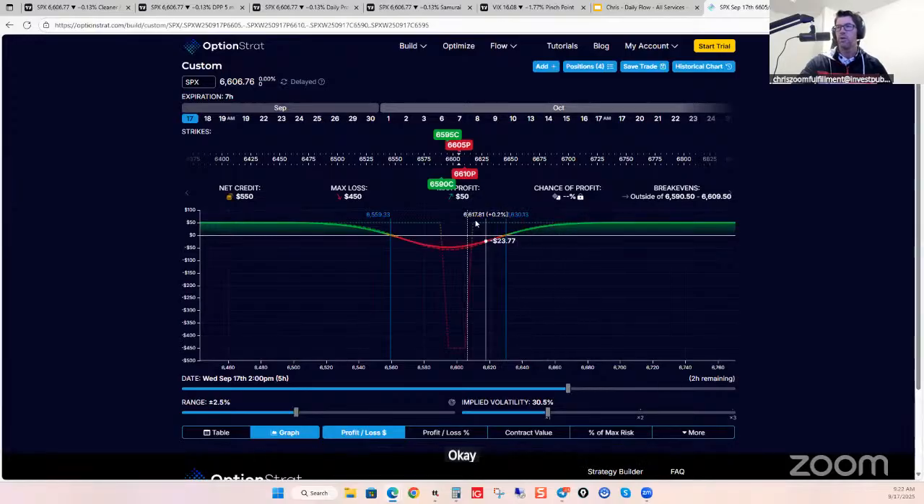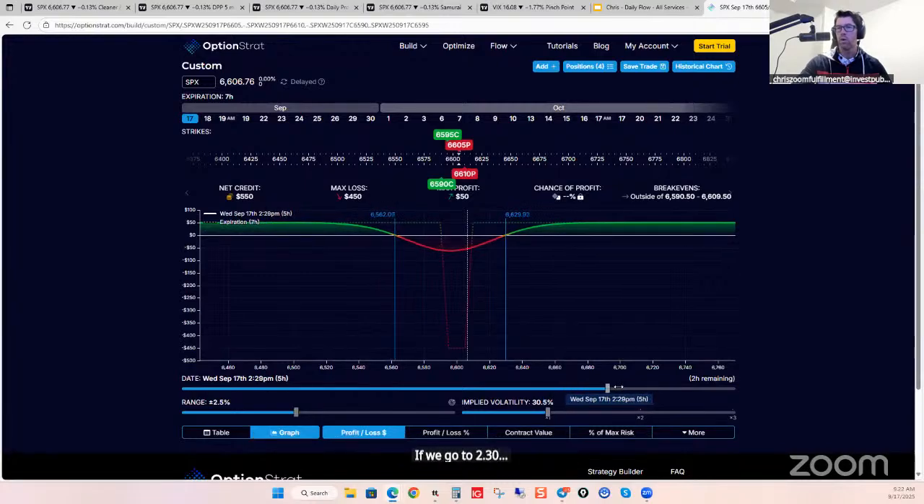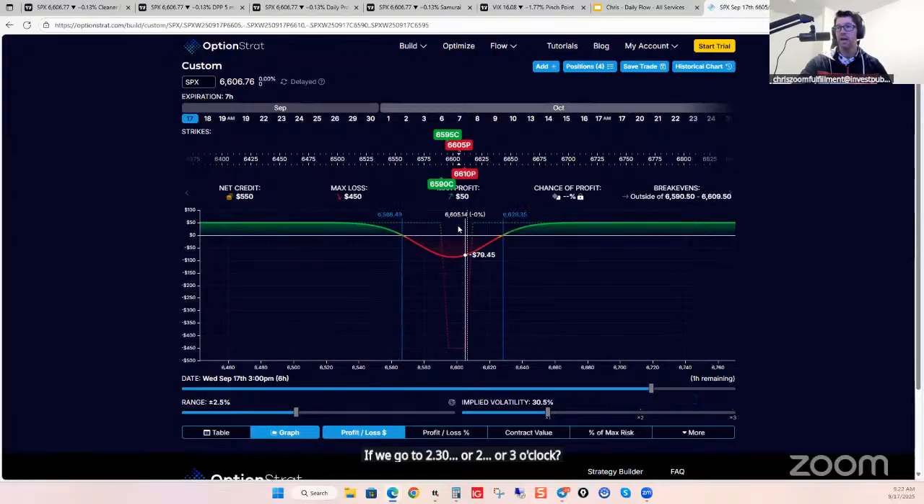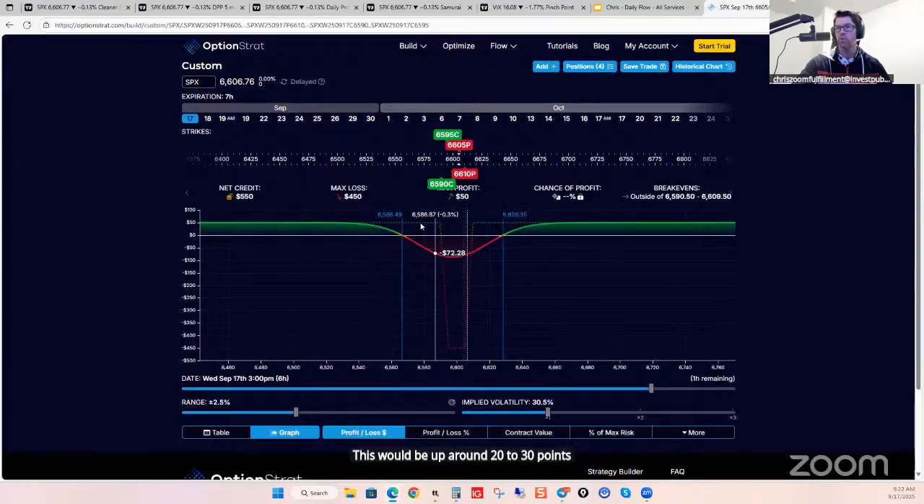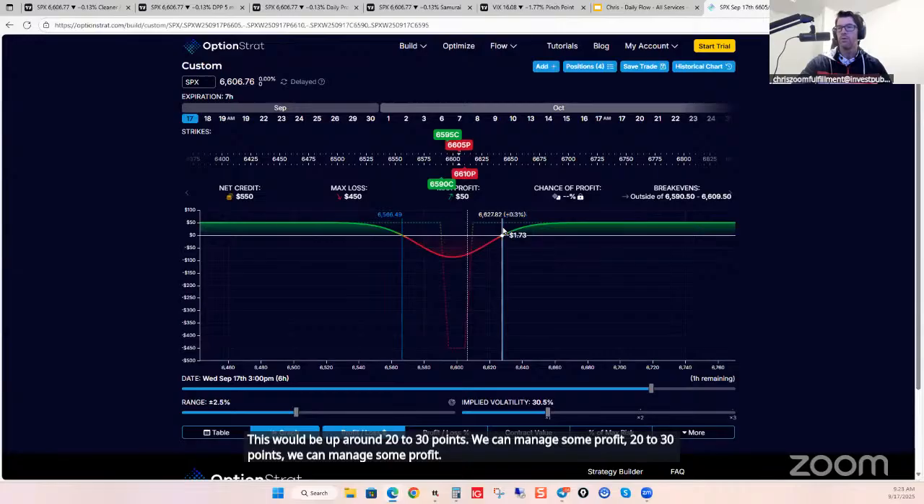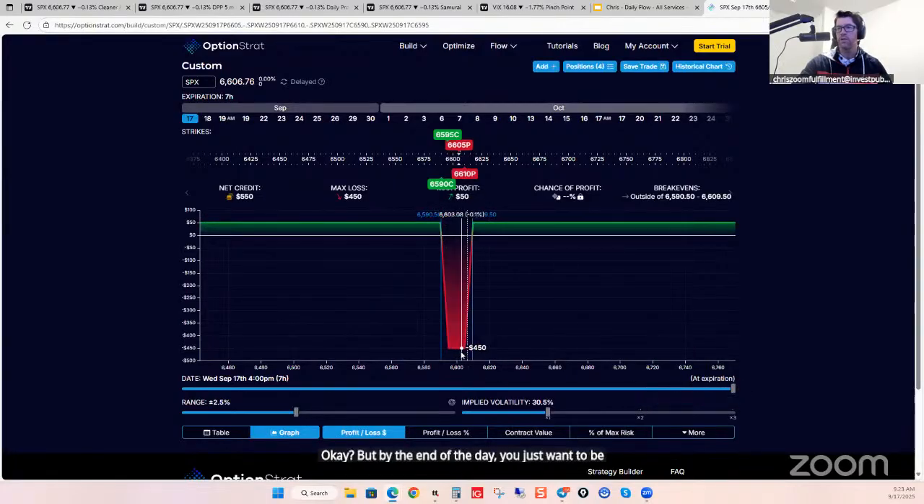Okay. So if we have like a 20-point move, we're probably going to see some profits by 2 p.m. If we go to 2:30 or 3 o'clock, if price is out of the dead zone, we're going to be able to manage some profit, right? So we don't need a huge move. We don't need 40 points. I mean, this is 6,600. This will be up around 20 to 30 points. We can manage some profit. Okay. But by the end of the day, you just want to be out of that 20-point dead zone.